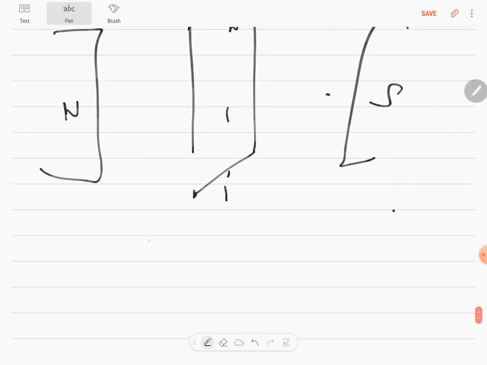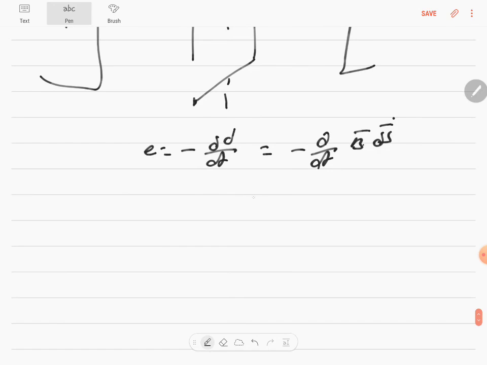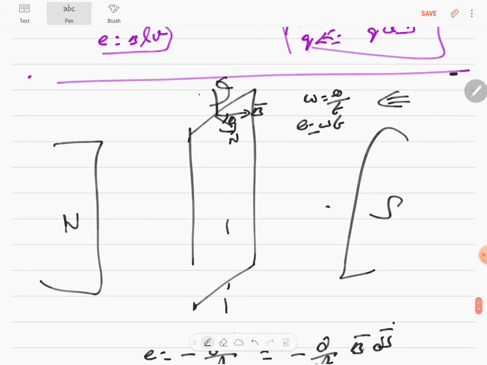So you take this and write E is equal to minus d phi by dt, which is E is equal to minus d by dt of B dot dS vector, and it's actually minus d by dt of B dS cos omega t, because it's not 180, the angle here is omega t.